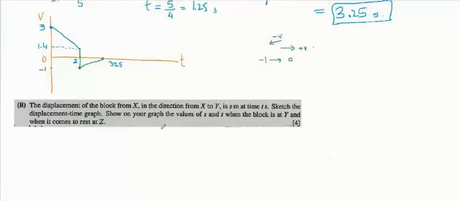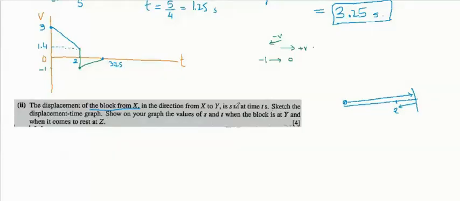So now this one, the displacement of the block from point X, the displacement they are taking from the reference point X. So again the same, it is going towards the wall and then coming back from the wall, reaching the point Z. The direction from X to Y is S meters in time t seconds. So as a displacement time graph, show on your graph the value of S and the t when the block is at Y and when it comes to rest at Z.